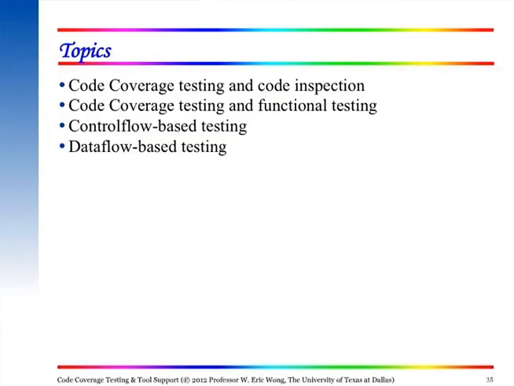The topics we are going to cover for today's lecture: first we talk about coverage testing versus code inspection, dynamic versus static, and then the relationship between coverage testing and functional testing. And then we'll move on to the details of different white box-based coverage criteria. So far, so good?